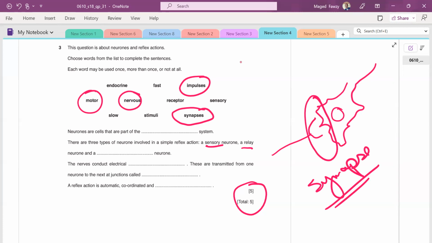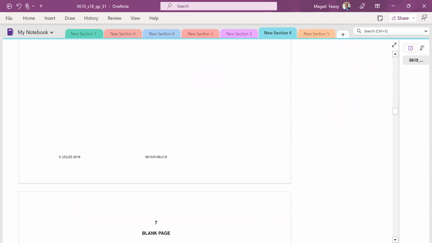A reflex action is automatic, coordinated, and very easy word, and what? Slow? Fast. Fast. Yasin, if your hand touches something hot, like a stove or a hot pan, you pull your hand away quickly, so it's fast. So the reflex action is fast. That's why it's good to memorize the features of the reflex action, because in the exam if he asks you to write the features, you should write fast, automatic, and coordinated or specific. Next question.